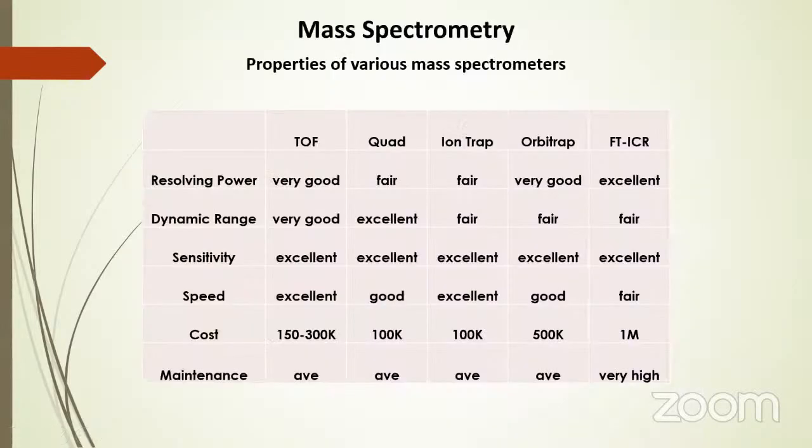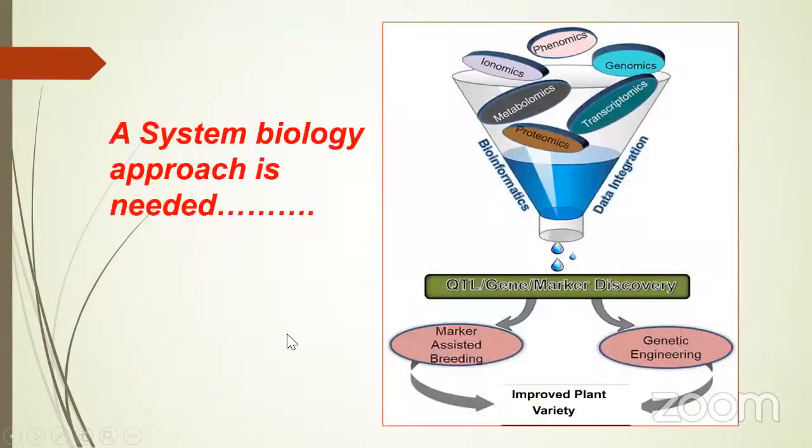Okay, so this is a slide just to compare a few types of mass analyzers, and the good one is TOF. Here we can see for every criterion it is saying very good, excellent. The sensitivity, speed, cost, range and resolving power, everything is very good. So TOF is an excellent mass analyzer tool for protein mass fingerprinting. So together these things, we can develop a systems biology.